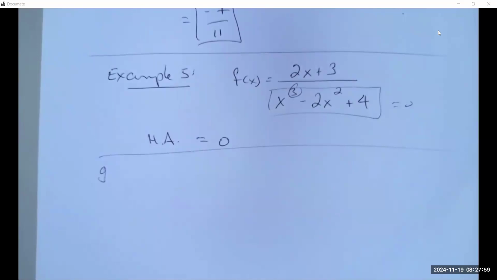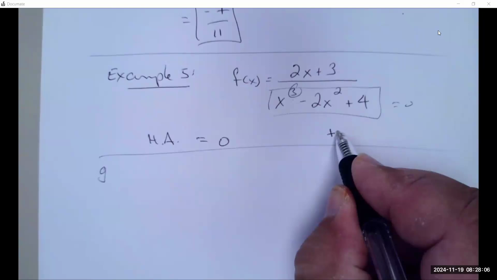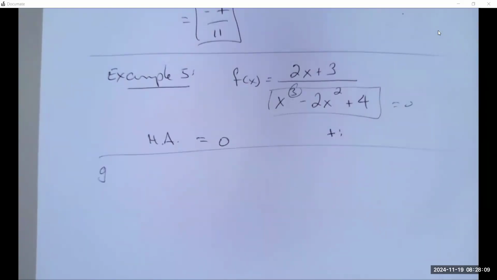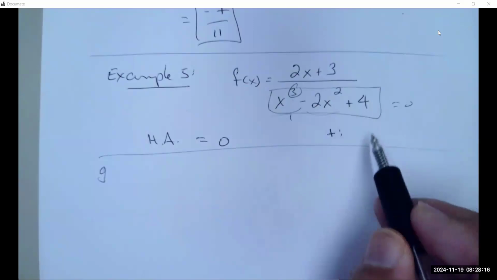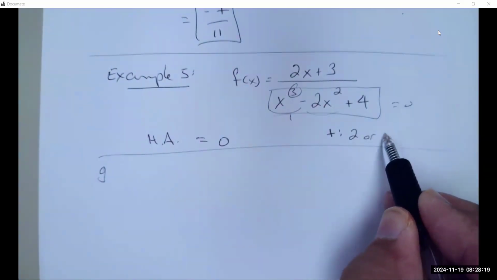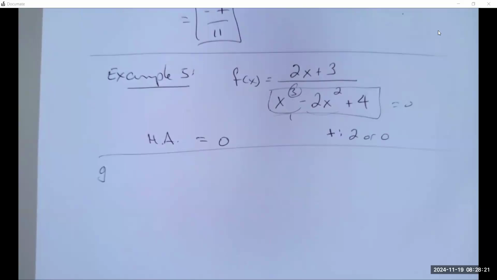How many positive answers will we have on the bottom? How many positive solutions? Why 2? Sign changes. It's positive to negative, that's 1. Negative, positive, that's 2. So we have 2 or 0. Because remember, whenever you have imaginary or radical solutions, you have conjugate pairs, so we subtract by 2. 2 pairs, that works good.